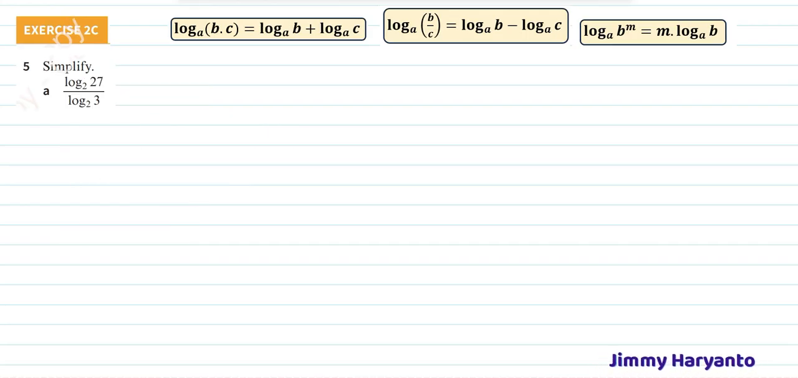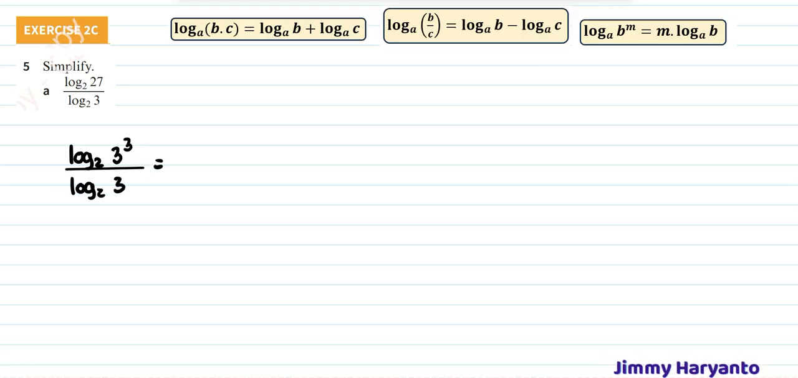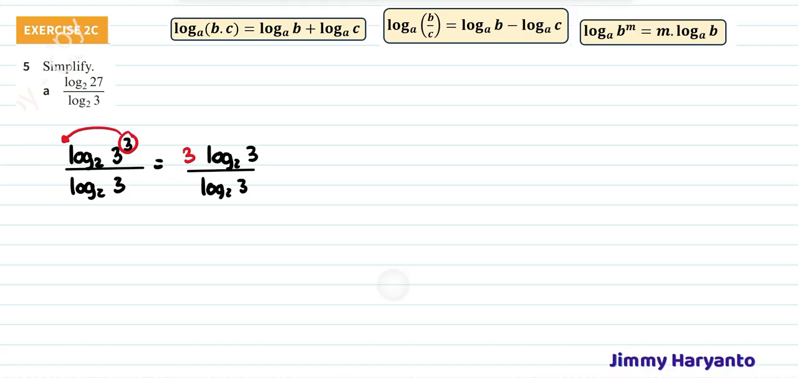Okay, next is 5. For question 5, I can simplify the 27 into 3 to the power of 3 divided by log 2 and 3. Okay, let's simplify this one. So you can move the 3 to the front. You'll have 3 times log 2 3 divided by log 2 3. Because the log 2 3 is the same, you can cross it out. So the final answer equals to 3.